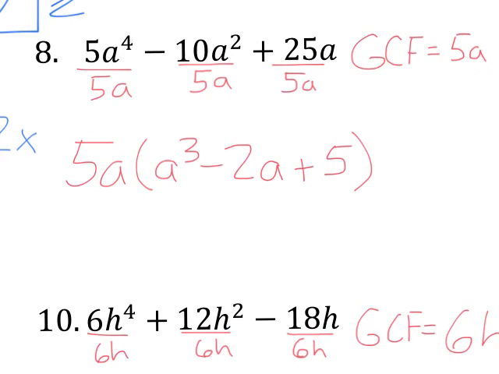You can see on number 8, my GCF is just 5a. Just a single a can be taken out of all three of those. So here, as I'm dividing 5a out of each piece, my 5a goes out in front of the parentheses. And then what's left, a to the third minus 2a plus 5, is left inside the parentheses. So any questions on 8?